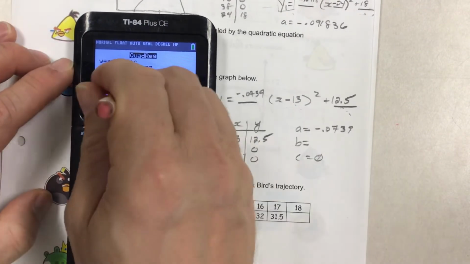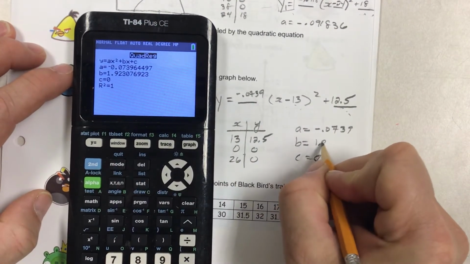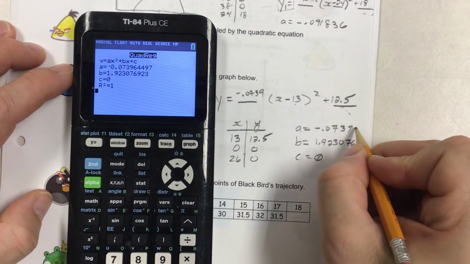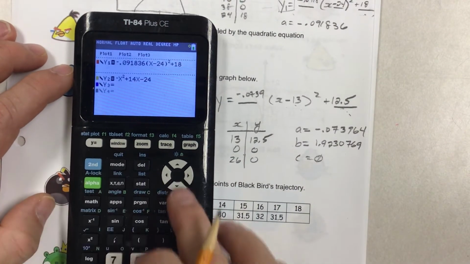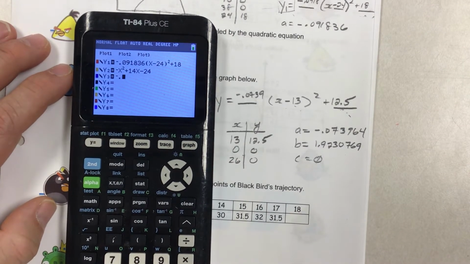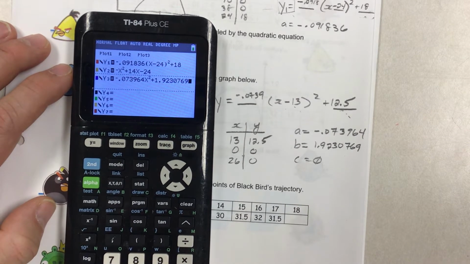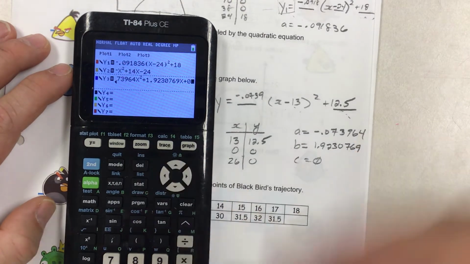And I'm actually going to put it in calculator format. When you put it in the y equals, I'm going to put 1.9230769 and 3964. And I'm going to go to y equals. And down here, I'm going to put negative 0.073964 x squared plus 1.9230769 x plus 0. And there we go. So the third one is done.